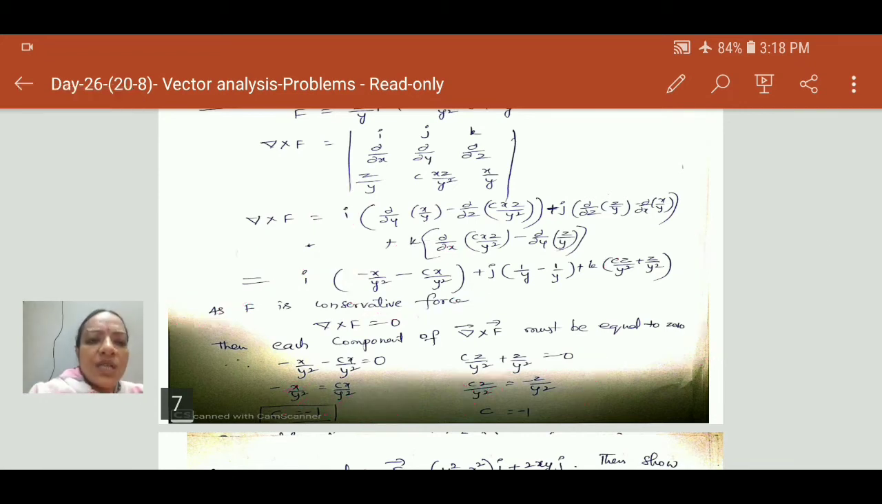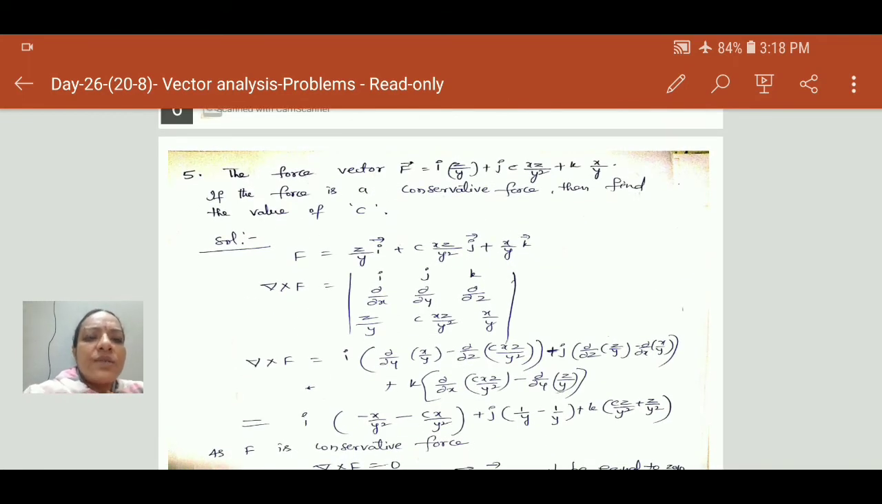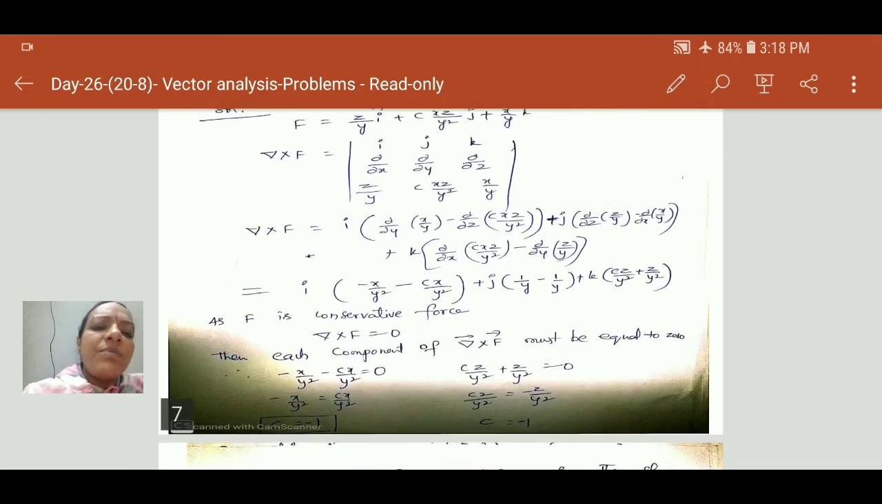This is the method to solve this problem. Simply, what we have done in this problem is, the force function is given, and we calculated the curl F. Next, since the force is said to be conservative, curl F must be equal to 0. By doing these steps, we can solve this type of problem.